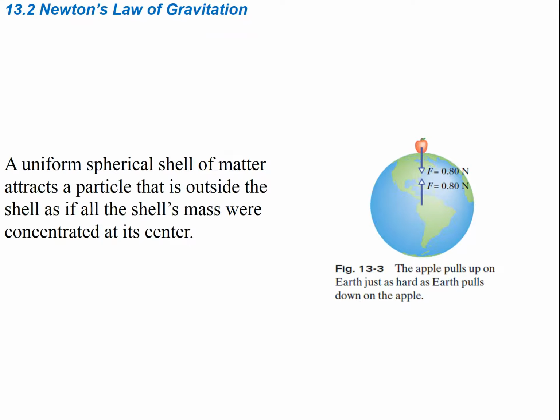All right, so Newton's law of gravitation: a uniform spherical shell of matter attracts a particle that is outside the shell as if all the shell's mass were concentrated at the center. So basically what this is saying is, let's say that the Earth was a big shell. Like it wasn't a solid sphere like we know that it is. Let's say it was just a shell. So basically that means all of the mass is going to be on the outer rim of this spherical shell.